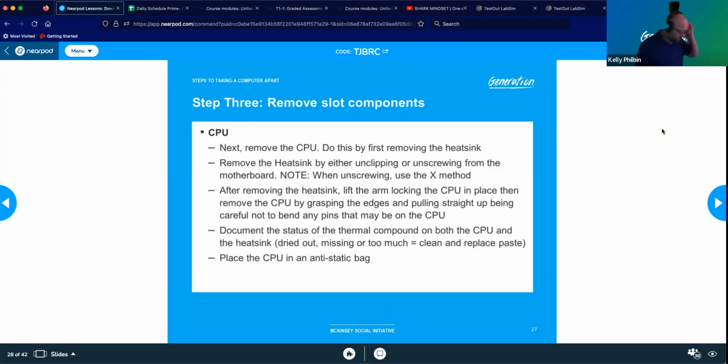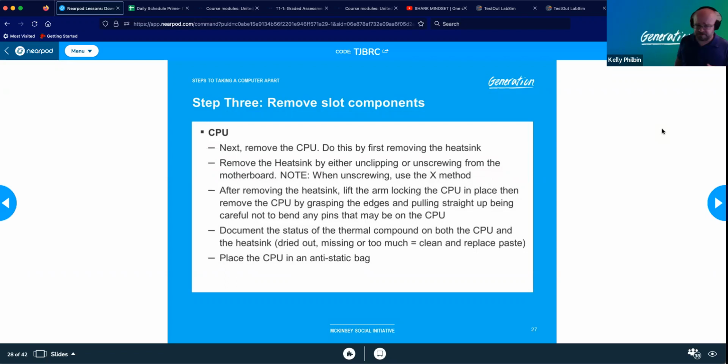And when we're unscrewing, we use what's called the X method, which is if I unscrew the upper left corner, the next screw I'm removing is the bottom right corner. And then the upper left, the upper right, and then the bottom left. We do this so we're not flexing the chipsets.